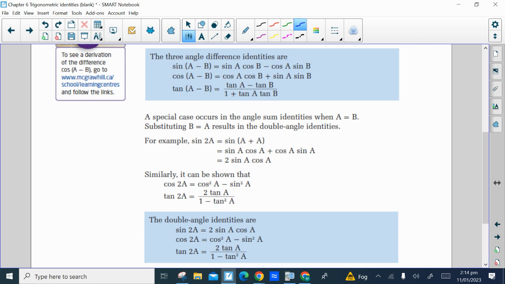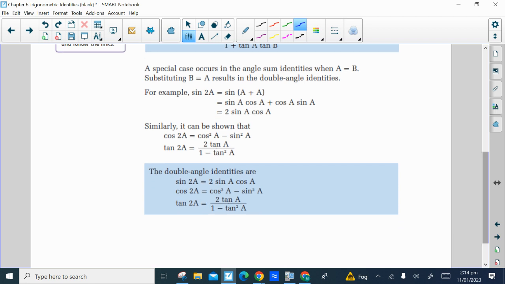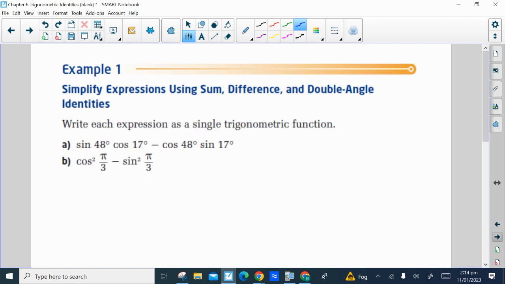In the same way, you can get double angle identities for cosine and tangent, doing the same thing. Going up to the sum identities and replacing the b with the a and simplifying, you get these expressions. And again, they're on the formula sheet, so you don't have to memorize any of them. So we're going to see that there's a couple different uses of these.